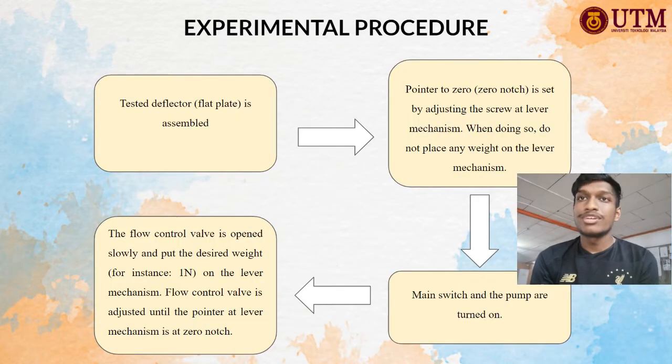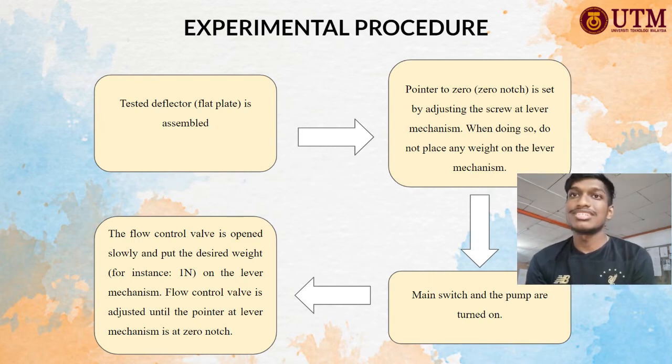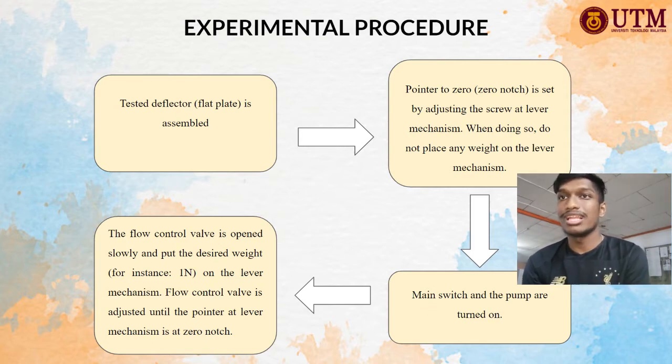Hello there. I'm here to explain the experimental procedure of our experiment. There are 8 procedures. The first one is the test deflector, which is the flat plate, is assembled. The second one is pointer to zero, which is the 0 notch, is set by adjusting the screw at the lever mechanism. When doing so, do not place any weight on the lever mechanism.